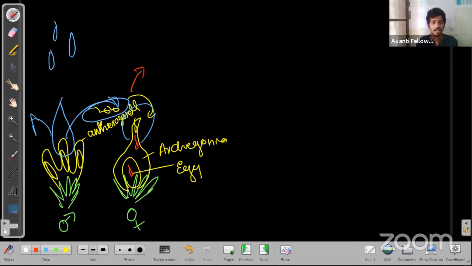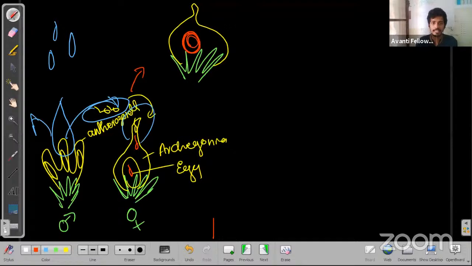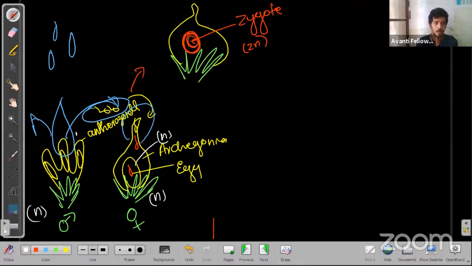Okay, once it fertilizes, I'm writing the gametophyte in the same manner. I'm not at all changing the gametophyte. Okay, same gametophyte. Once it gets fertilized, what happens? It will form a zygote like this, and the zygote will have the diploid nature, compared to these things which have the haploid nature, because these are gametophytes and whatever they are producing will all be haploid.